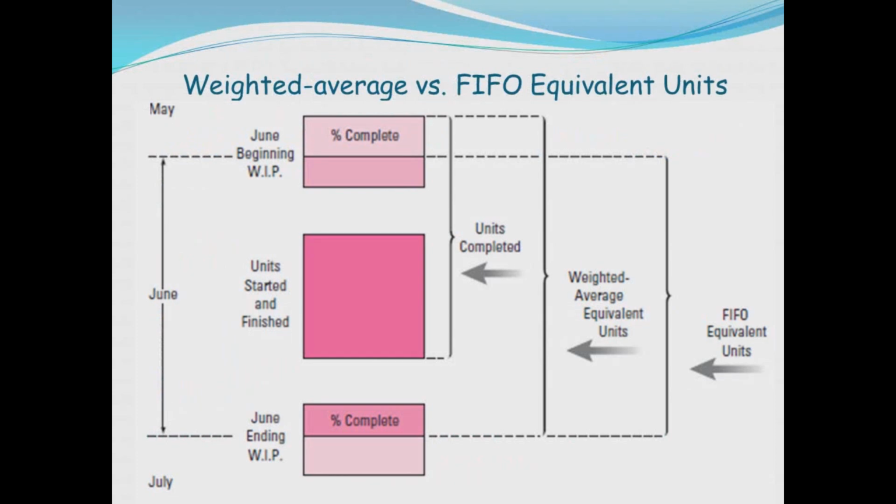Visually, this is what I just said. At the beginning of June, you had some product that was in process. This represents the remaining work needed to complete it. This represents the work that was already done to get it to its current state at the beginning of June. During June, you're going to start and finish some products. Also during June, you're going to start some product and leave it for the next period. This stuff is easy. You have to account for that. This is easy, and that's easy. You account for these in both weighted average and FIFO. The weighted average also includes this, whereas FIFO does not, and that's the primary difference.